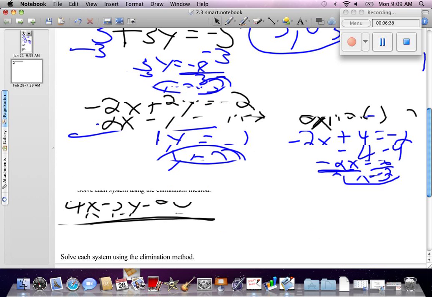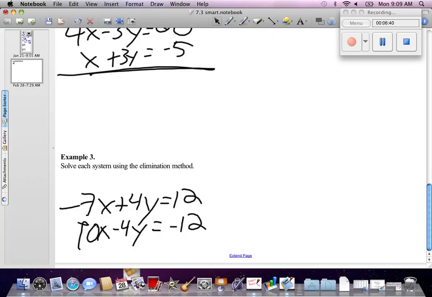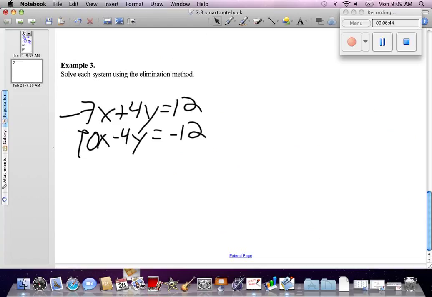Let's go ahead and do example 3a, 3a at the very bottom. Okay. So again, all I'm going to do is add the like terms together. You're just adding straight down.